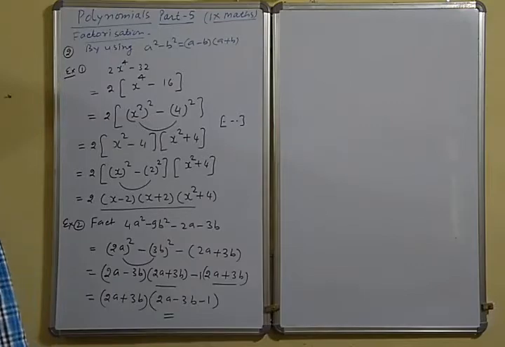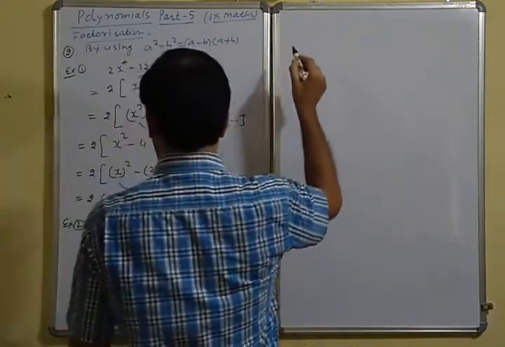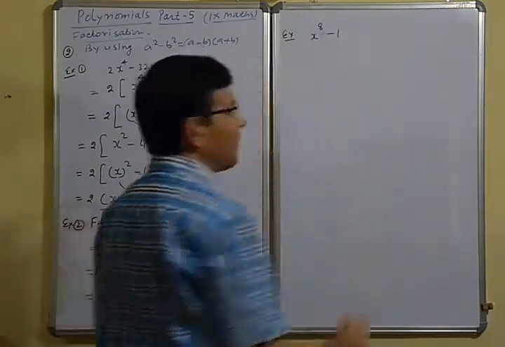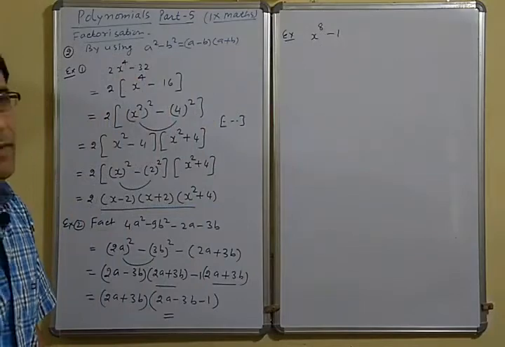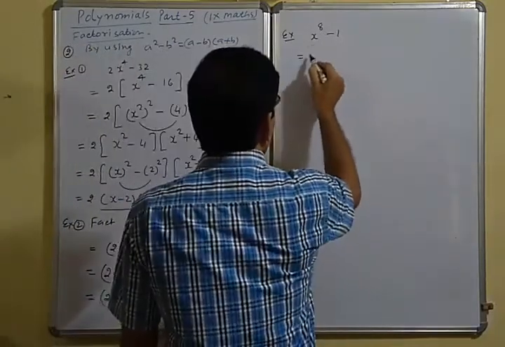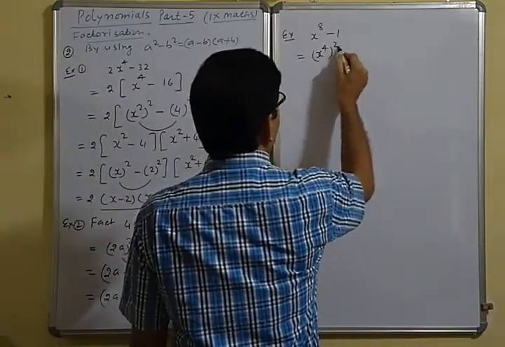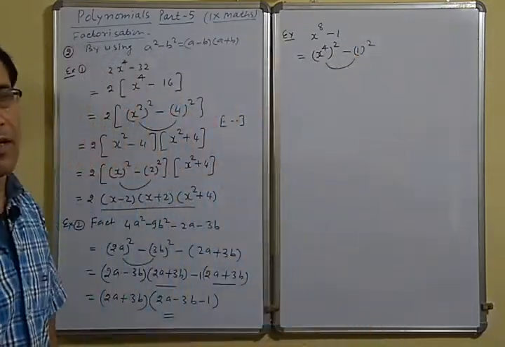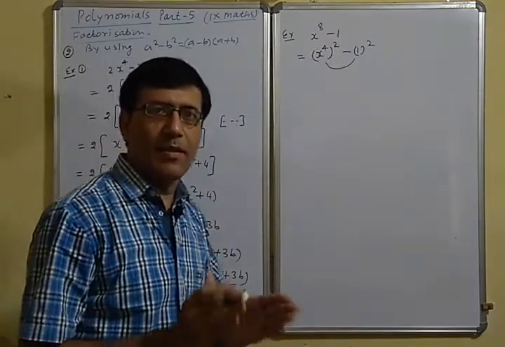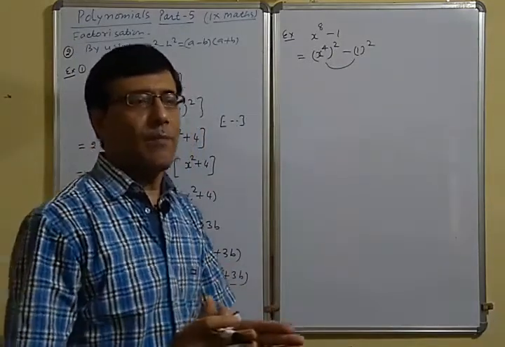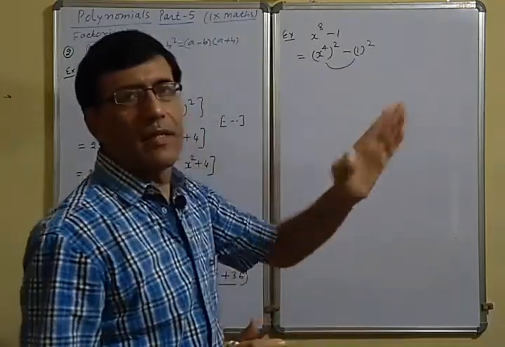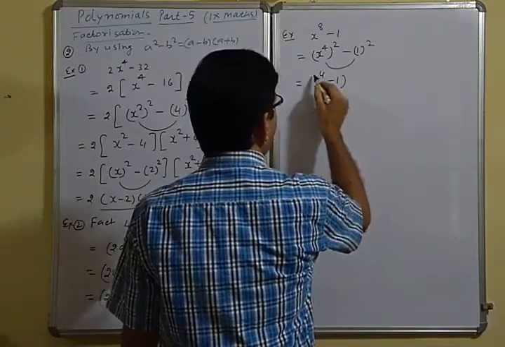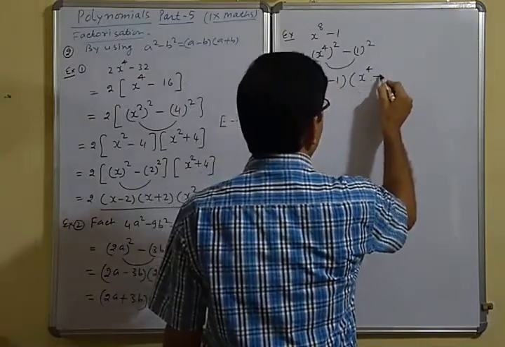Now we'll take another example. Take an example, that is x raised to power 8 minus 1. You have to factorize it, x raised to power 8 minus 1. So what it becomes? This is x raised to power 4 whole square minus 1 whole square. Here we will use the formula a square minus b square, that is a minus b in one bracket, and in the second bracket a plus b. So it becomes x raised to power 4 minus 1 in one bracket. In other bracket it is x raised to power 4 plus 1.